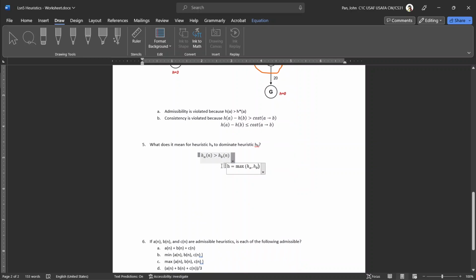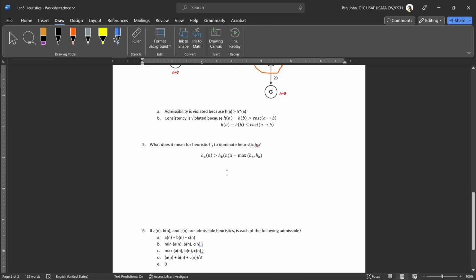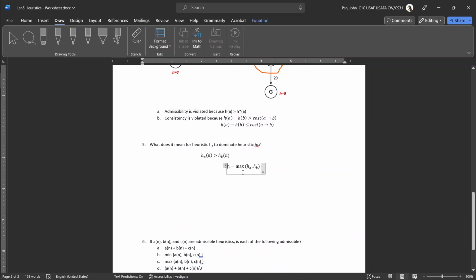Why? Because we will often combine two heuristics, A and B, with a max. And I believe this is actually more than or equal to. And if heuristic A is always more than or equal to heuristic B, then heuristic B doesn't even need to exist. It's just irrelevant. And you might as well just do H equals to heuristic A and not consider heuristic B.